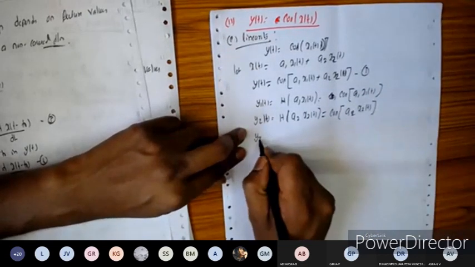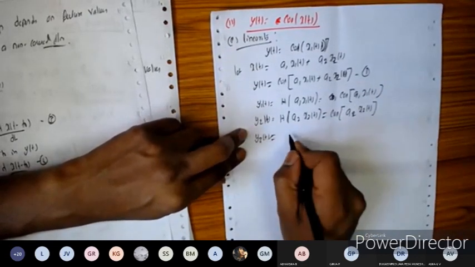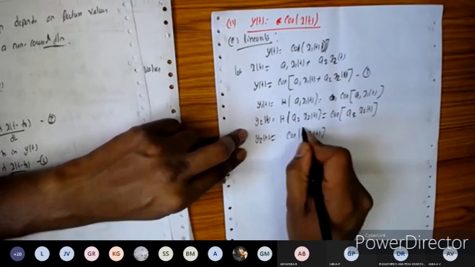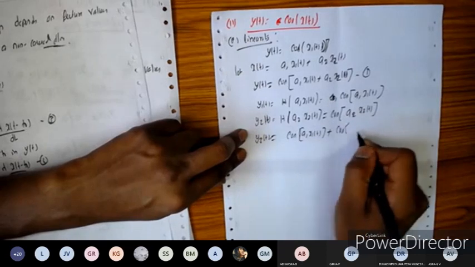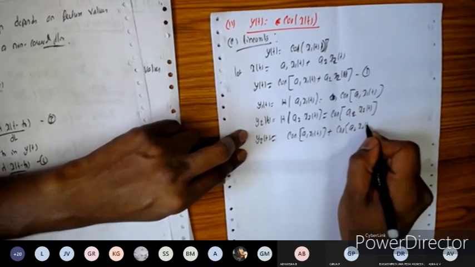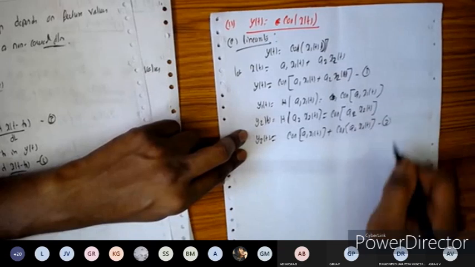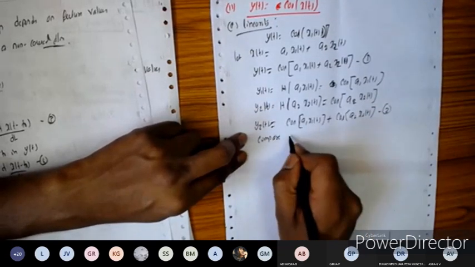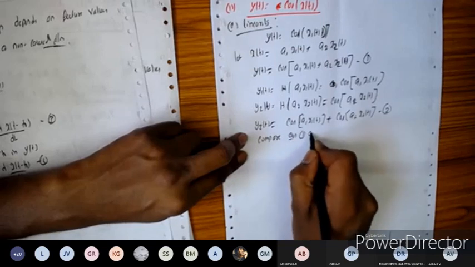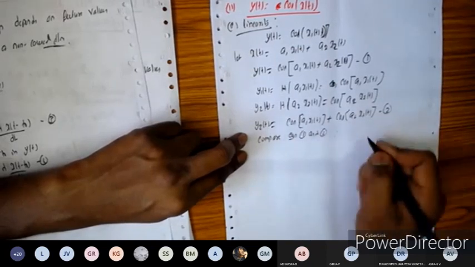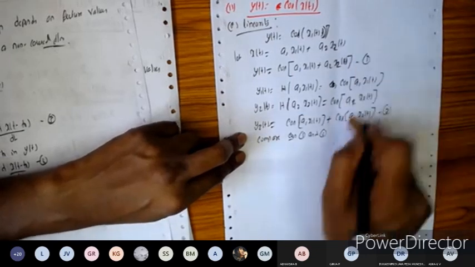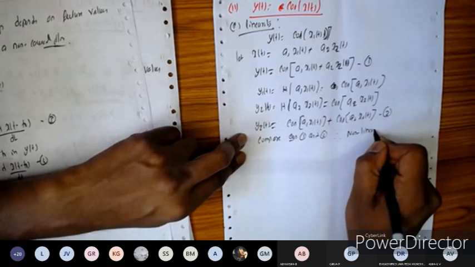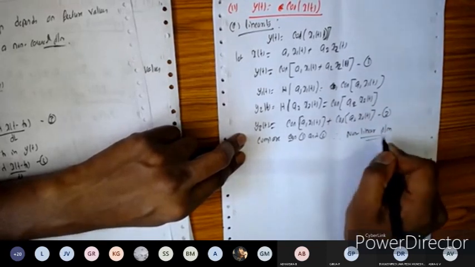Let us add these two here. So y3 of t is equal to cos of a1 into x1 of t plus cos of a2 into x2 of t. Call this equation number 2. Comparing equation 1 and 2, we can say it is a non-linear system because these two are not equal. The given system is a non-linear system.